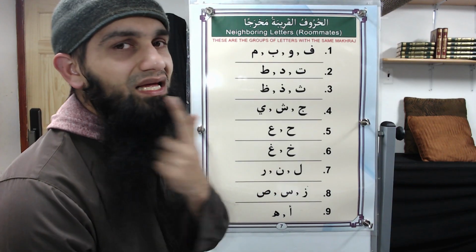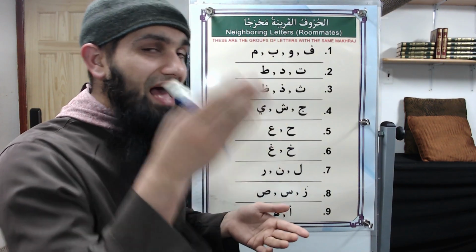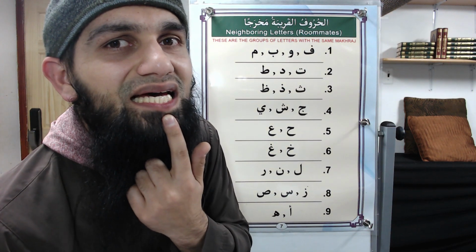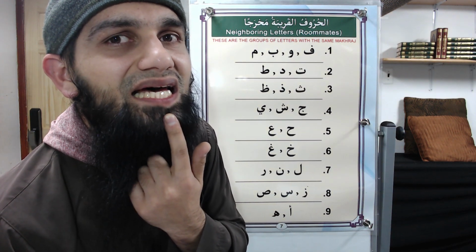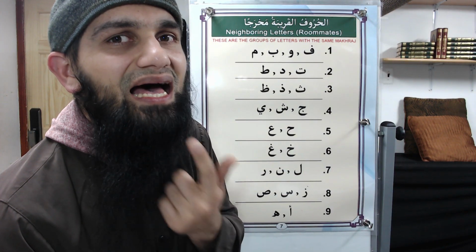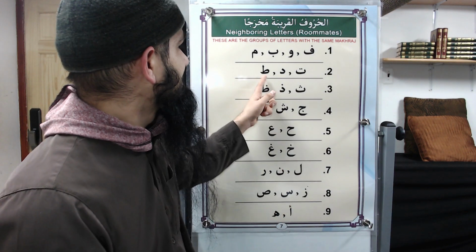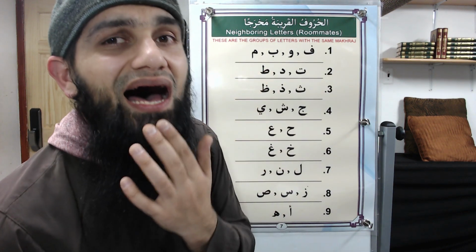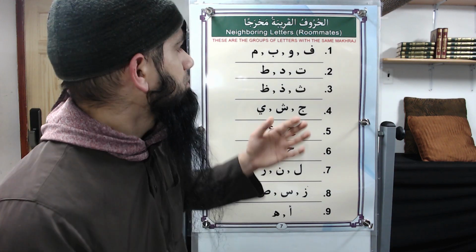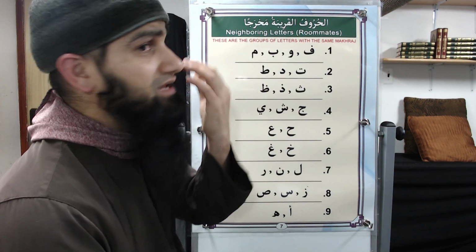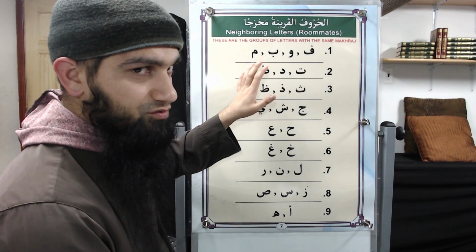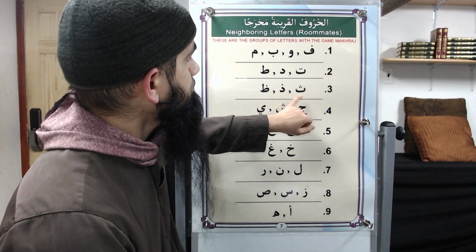So let's put the A sound before it. Fatha. At. Ad. Ata. This is how we know they come from the same place, same home, but there are of course differences between them, which we will get to later.